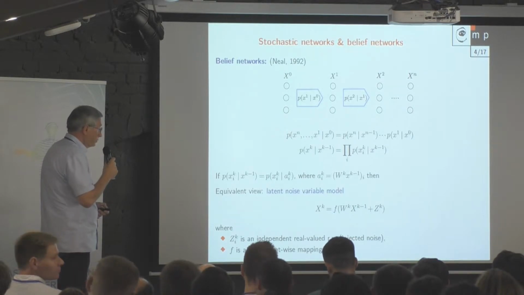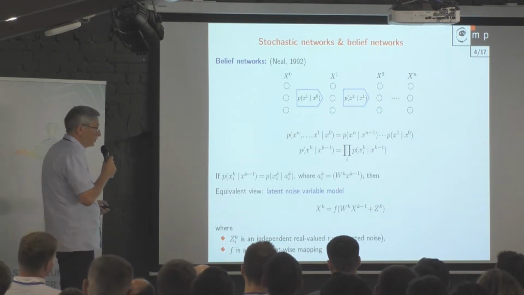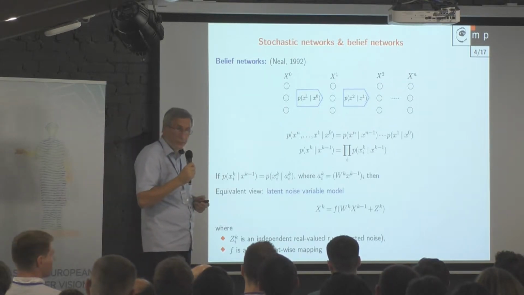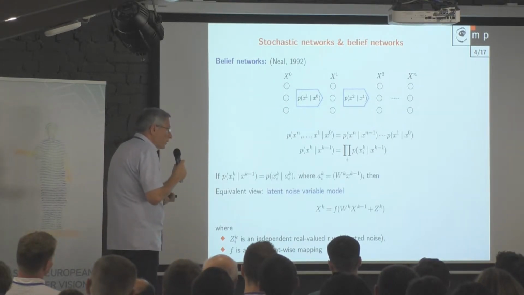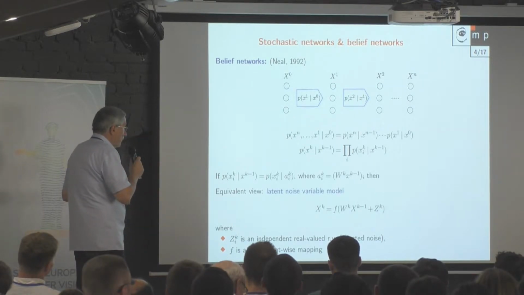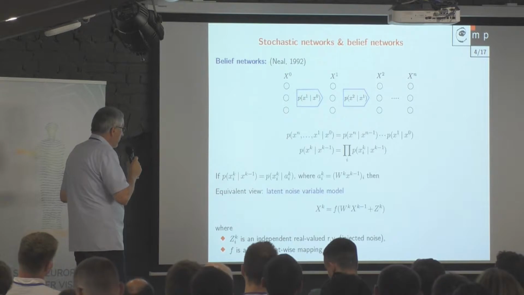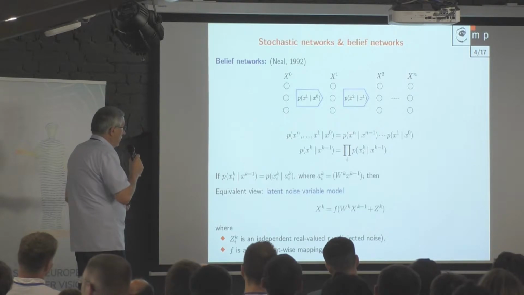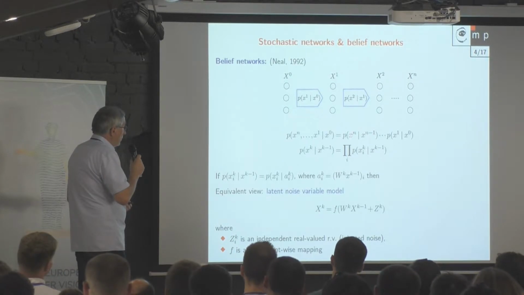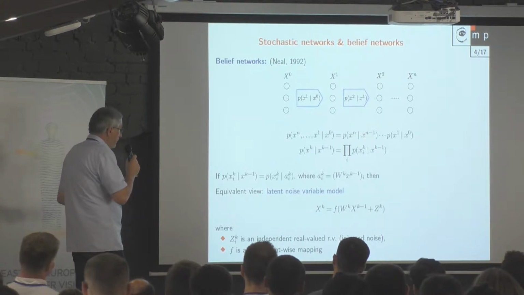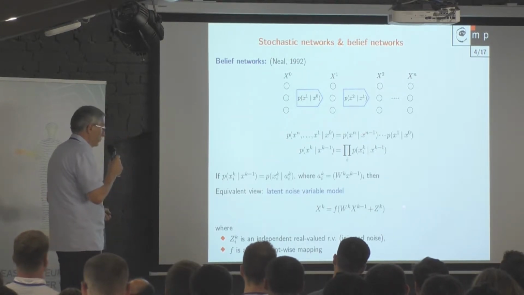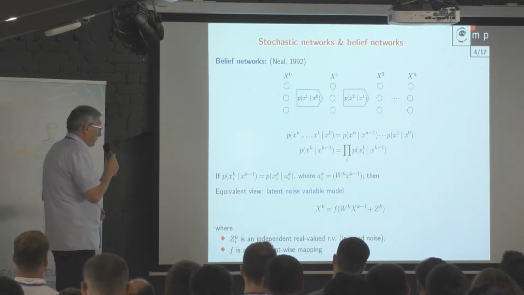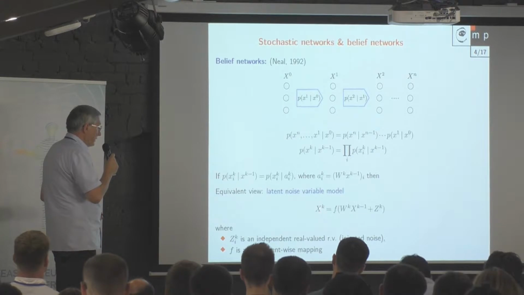As I already told you, there is an equivalent view, which sometimes makes the considerations and maybe also the invention of approximate algorithms easier. There is an equivalent view. Instead of writing down the formula for the conditional distribution for the outputs in the next layer given the outputs in the previous layer, we can model it as a latent noise variable model. So once more, the outputs in layer K are given as follows.